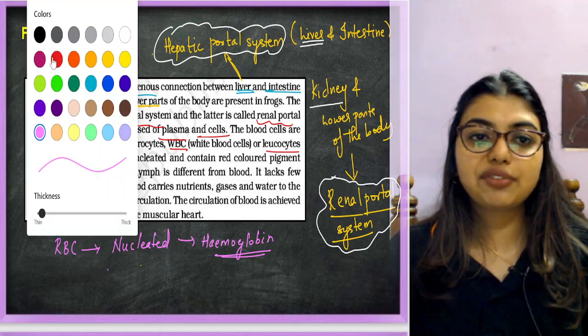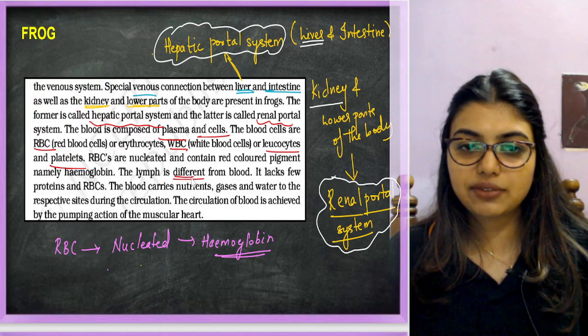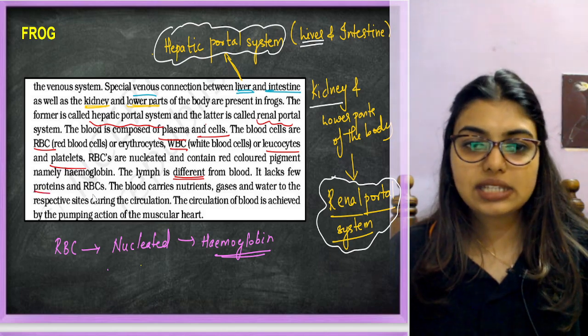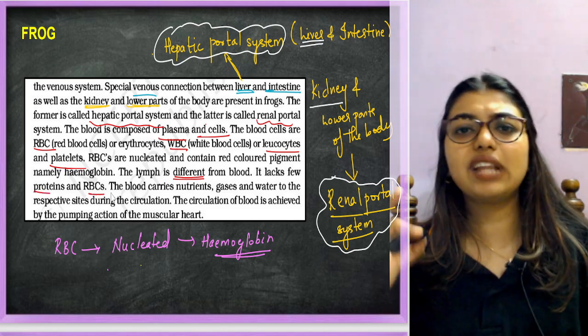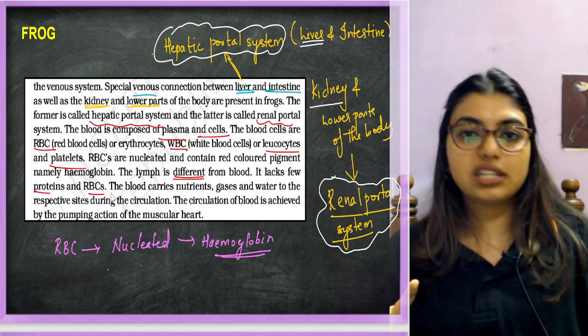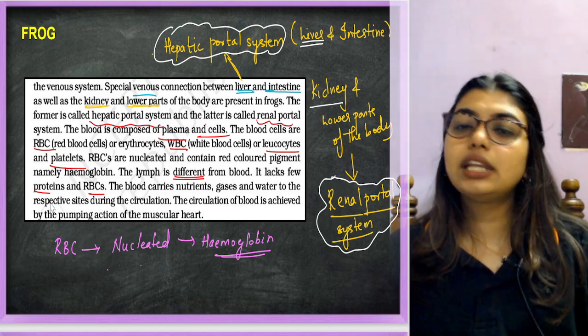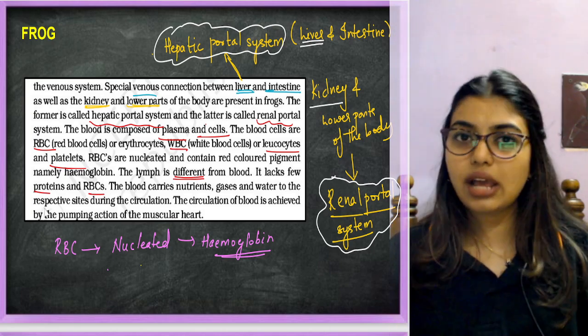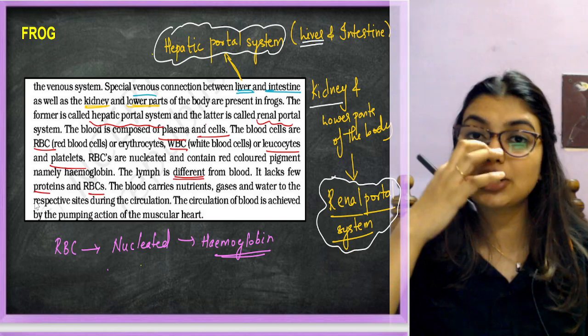Now the lymph is different from blood. All of you know this, no? Lymph is different from blood. It lacks a few proteins and RBCs, same as in us. Okay, they will have WBCs and they form this interstitial fluid. Same way here also they do not have proteins and they do not have RBCs. So that is why lymph is whitish in color.